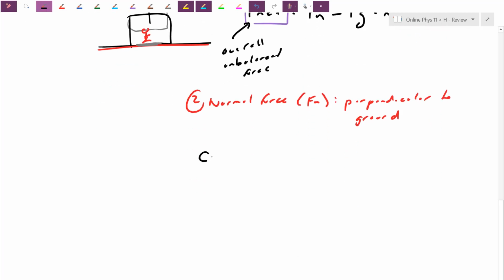Let's do a few scenarios here. If I'm standing here, let's say gravity is pulling me down 300 newtons. What's the normal force going to be? Well, if I'm just standing there, I know nobody wins. The normal force would have to be 300.